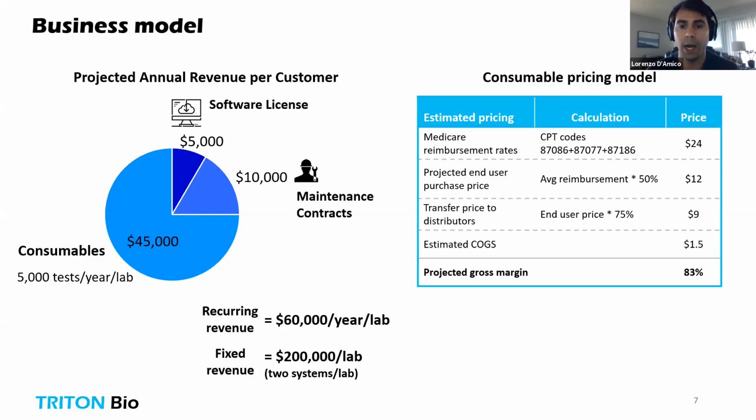Now, the pricing model, we've deduced that by working backwards from the CMS lab fee schedule. So I mentioned that the instrument is being designed to run 3 specific measurements: count, identity, and antimicrobial susceptibility in an automated fashion. What that means for our customers is something called code stacking. And so by taking these reimbursement codes and adding them, we can work backwards, making certain assumptions about the projected transfer prices through distributors to work out our price, which we've shown here on the slide.